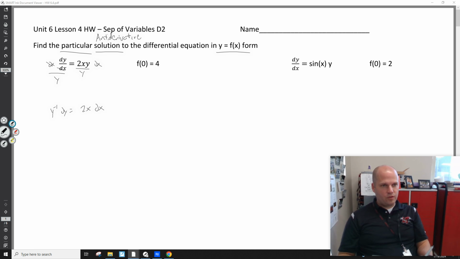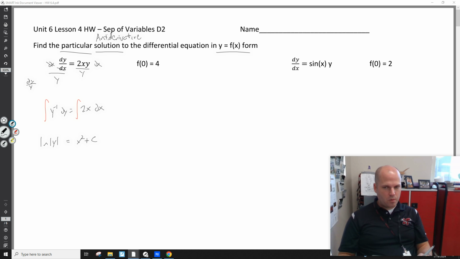So we start with dy over y, which I probably want to rewrite as y to the negative first times dy. The two x's stay where they are. They might be in the denominator. Keep them there. Take the antiderivative of both sides. The dy will go away. The dx will go away. Remember that the power rule doesn't work for the negative first power, but it works for every other power. Log absolute value of y is the antiderivative of y to the negative first. X squared is the antiderivative of 2x.